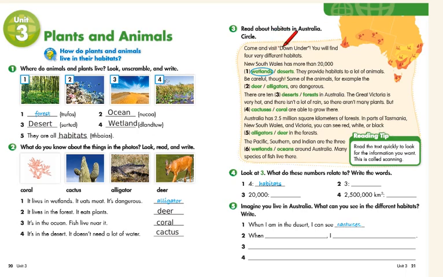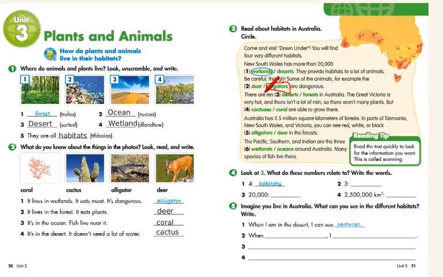Come and visit Down Under. You will find 4 different habitats. New South Wales has more than 20,000 wetlands. They provide habitats to a lot of animals. Be careful though. Some of the animals, for example, the alligators, are dangerous. How do we know that it's alligators? Because deer are not dangerous.